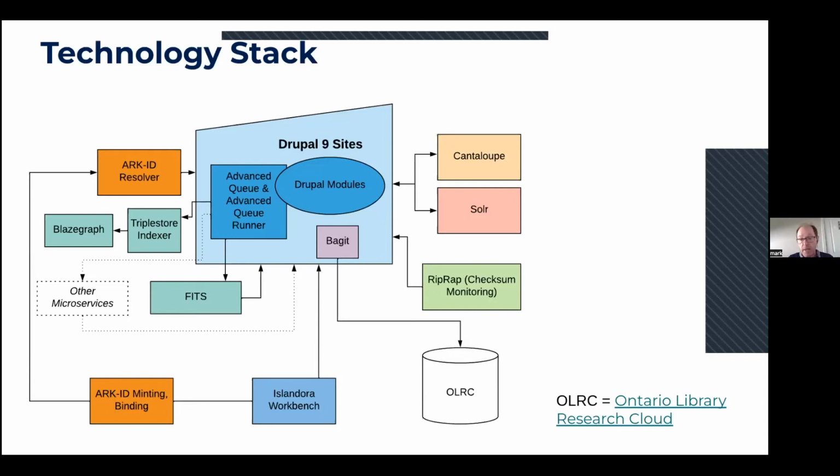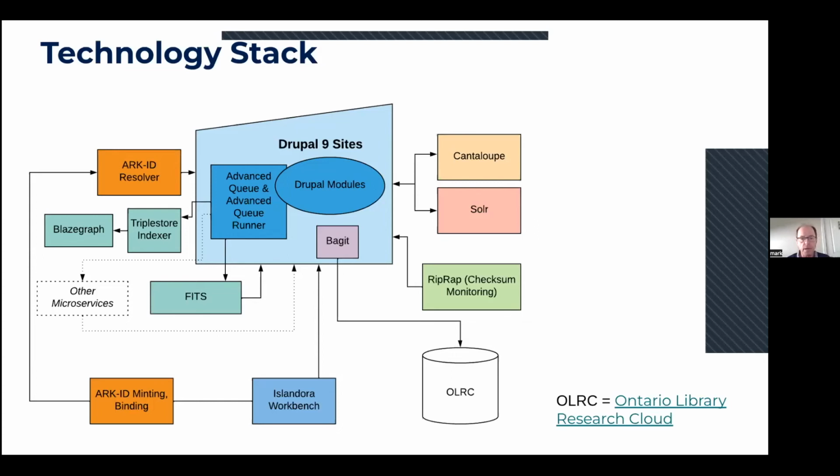So there's Bagger bagging up content, pushing off into their distributed shared storage. We have Riprap, which is constantly monitoring files in the Islandora instance. FITS is a microservice on the left, so it is running along with other microservices on ingest, typically, or on demand, to generate the FITS metadata for files that are submitted or ingested.